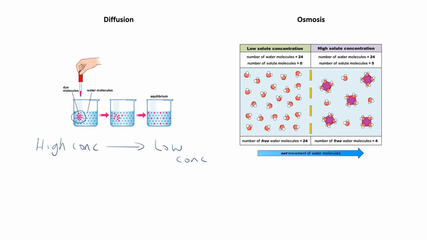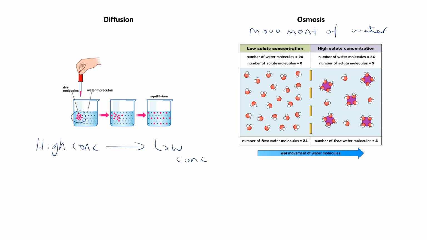Osmosis, on the other hand, is a form of diffusion. However, osmosis is the movement of water. This follows exactly the same rules as diffusion, whereby water will move from a high concentration of water molecules to a low concentration of water molecules. Now, this can sometimes seem a little bit confusing for students.